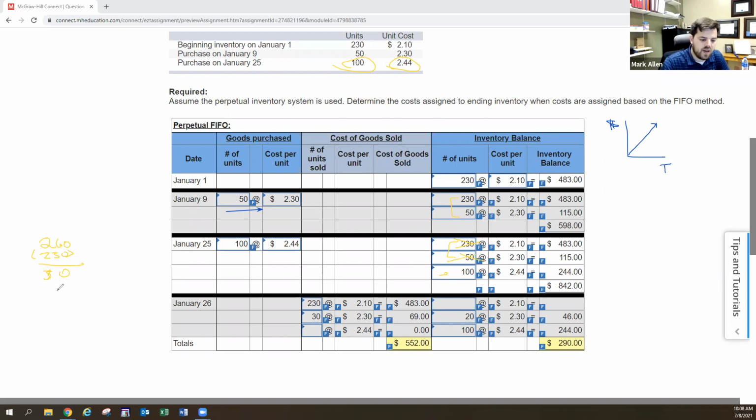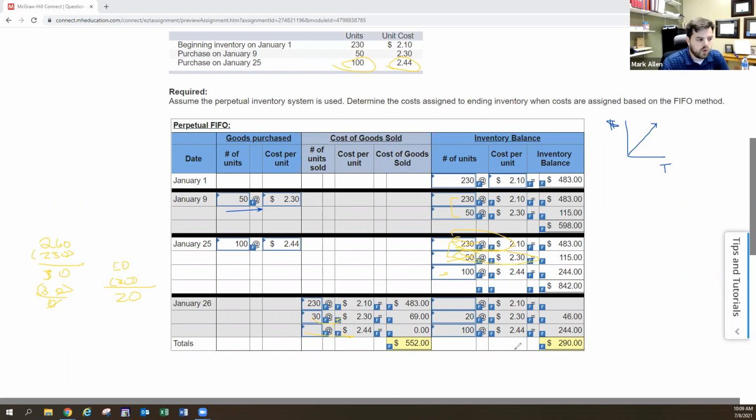So now instead of having 50, I'll sell 30 of those. That will bring me down to 0. So my sale has been filled. And from that layer where I had 50, I subtracted 30. And that tells me that there are 20 units left. So what got sold? Well, I sold 230 at $2.10 right there. I sold 30 at $2.30, right? And that's what we saw here. That's where this piece comes from. Then we didn't sell any at $2.44, so we leave this blank.